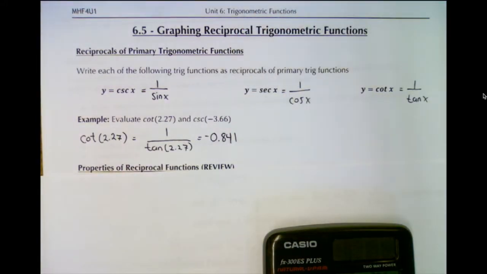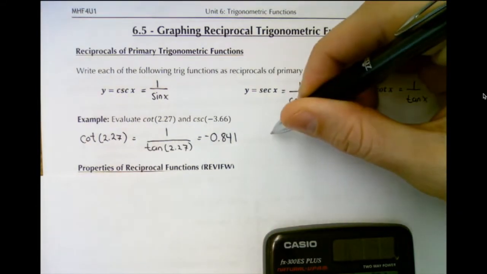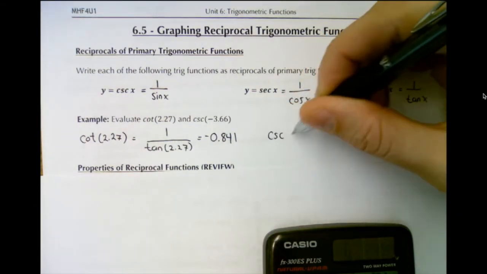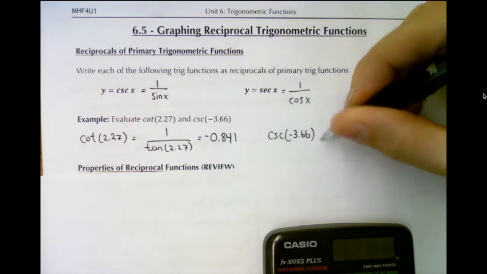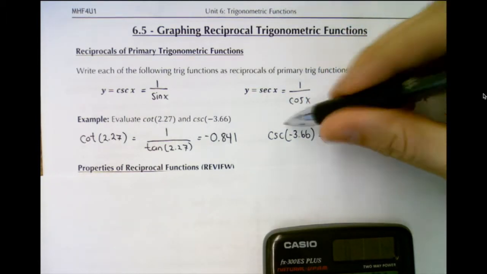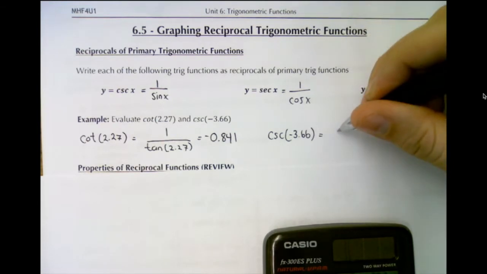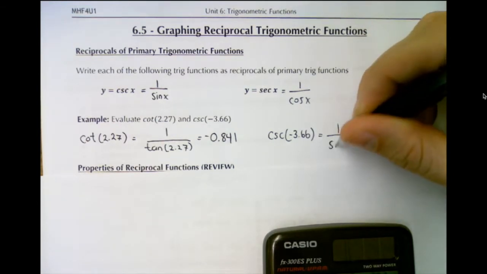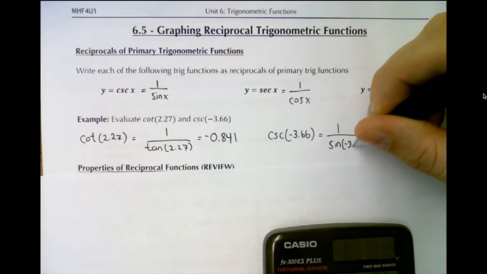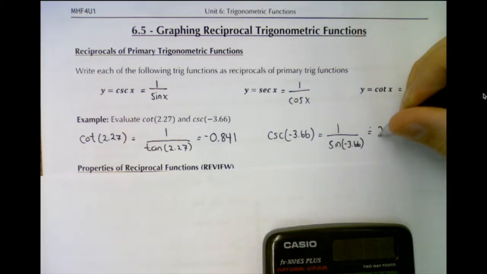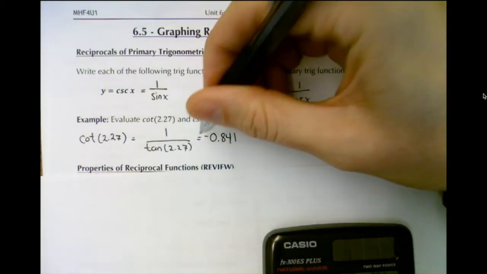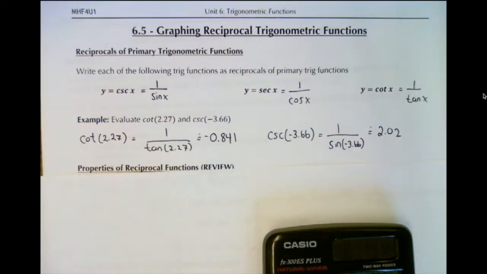Try it in your calculator to evaluate cosecant of negative 3.66. And to do so, we would take its related function. Cosecant's related to sine, so we'd be doing the reciprocal of sine of negative 3.66. And we should be able to get an approximate answer of 2.02. So try that one in your calculator to see if you can come up with that answer.